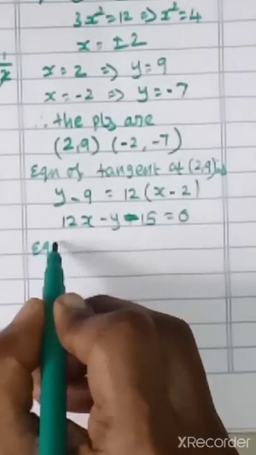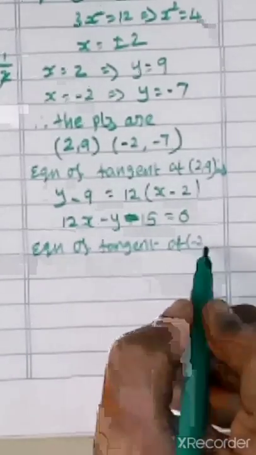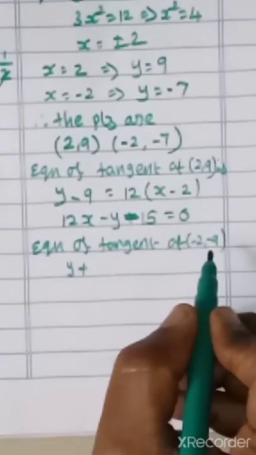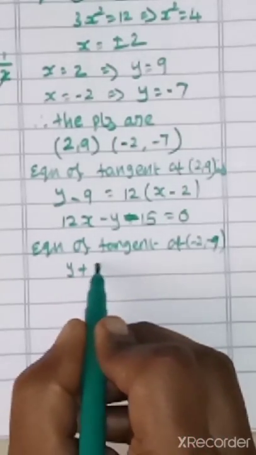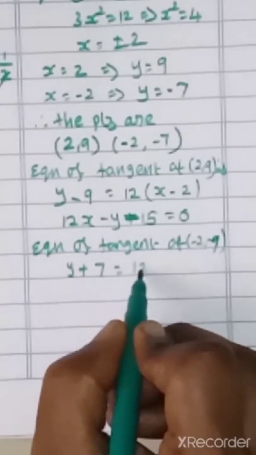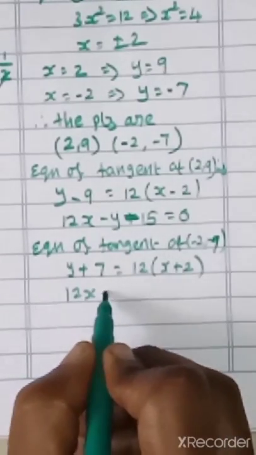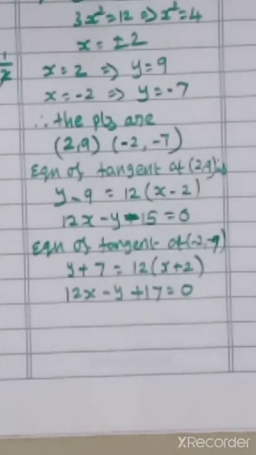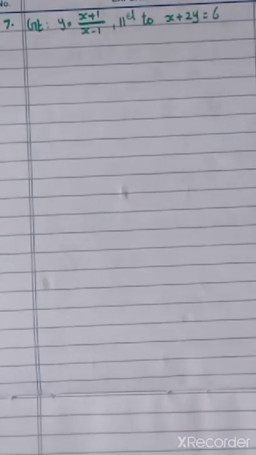Next, again, equation of tangent at what point? Minus 2, minus 7. So what you will get? Y plus 7 equal to 12 of x plus 2. Again, if you simplify, you will get 12x minus y plus 17 equal to 0. And here, if you see the question, we want to find out only equation of tangent, not equation of normal.